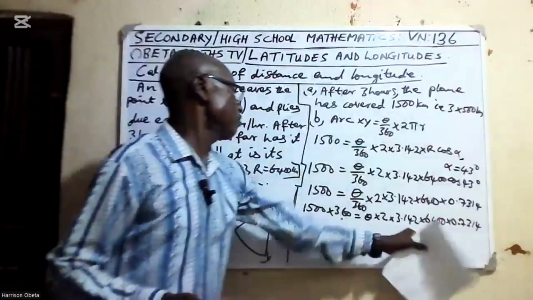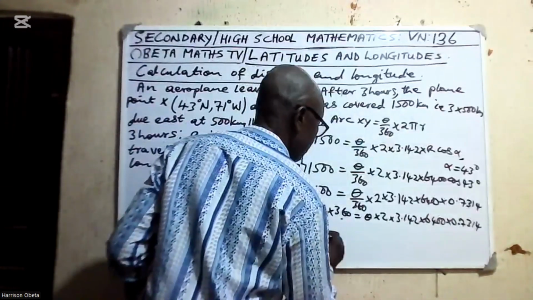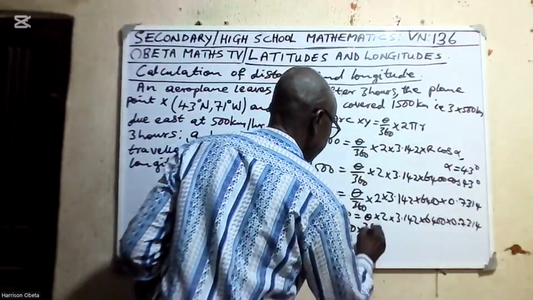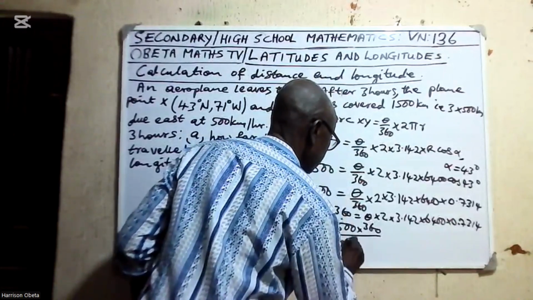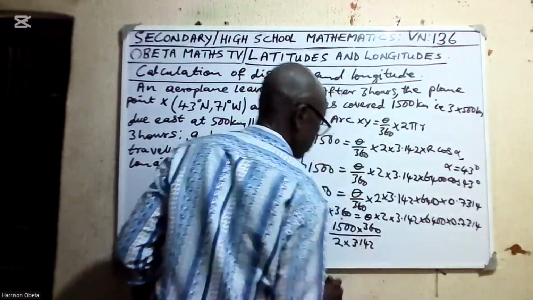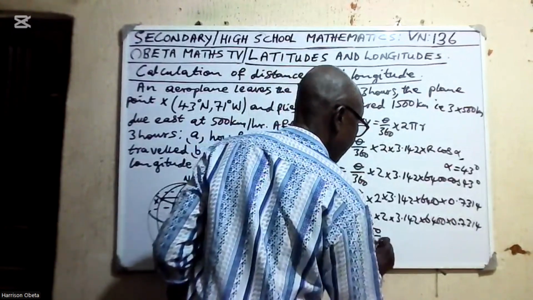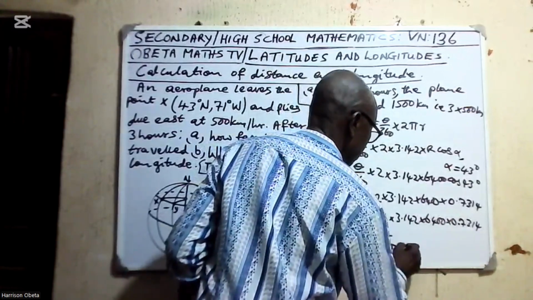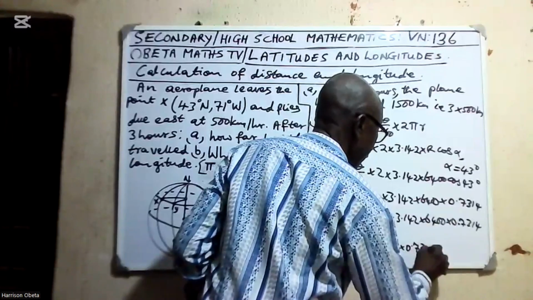Now we are going to use the whole of this to divide. Therefore, our theta should now be 1,500 times 360 all over 2 times 3.142 and then times 6400 multiplied by 0.7314.